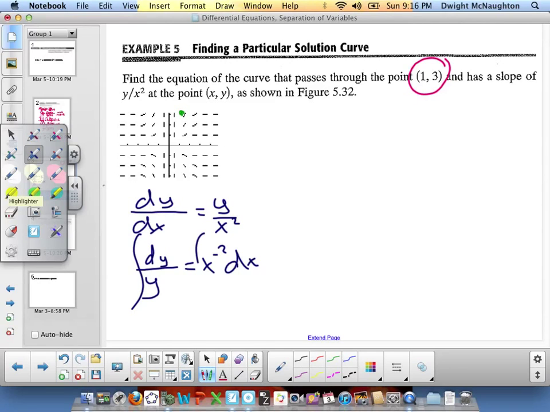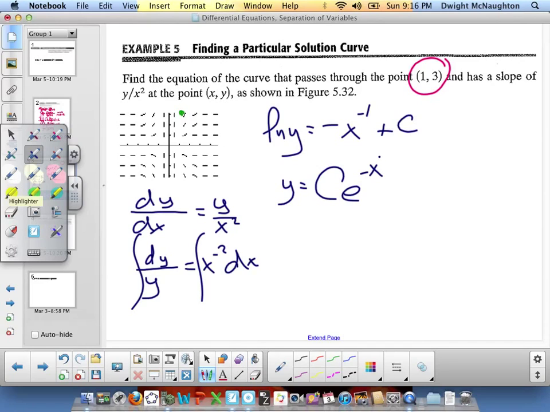We'll integrate. So we got the natural log of y equals power up, x to the negative 1, divide by that power, plus a constant. Let's exponentiate. So y equals c e to the negative x to the negative 1. And now use your initial condition. Use the initial condition to find the value of c.